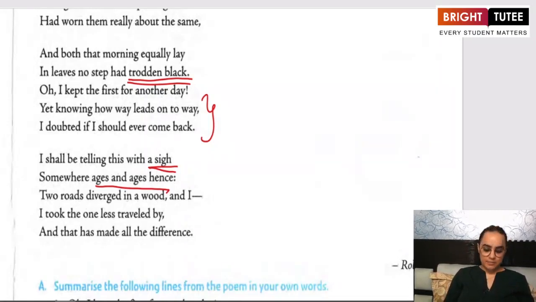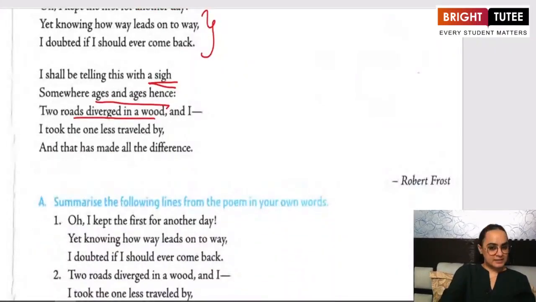I will tell them how two roads diverged in a wood, how two roads moved in front of me in a wood, and I chose the road which according to me was less traveled by the people, which was less chosen by the people, and that has made all the difference. So this was a very informative, a very motivational poem by Robert Frost. Let us now look at the back exercises.